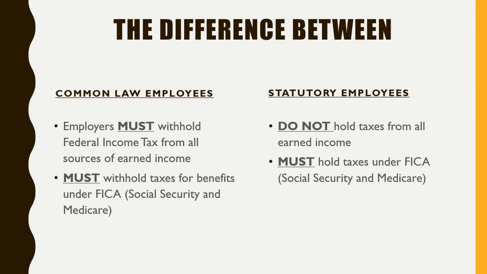Now, the difference between the two, when you're filing taxes for them, is that for one you have to file the federal income tax withholdings. The other one, you're not required to. However, both of them, because they're both considered employees under your company, you are required to pay for the FICA, which is their Social Security and their Medicare. All right? Any questions in regards to determining whether one is a common law or a statutory employee?